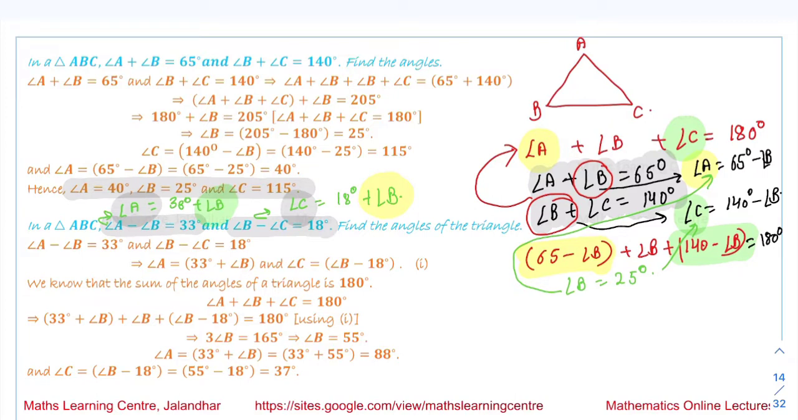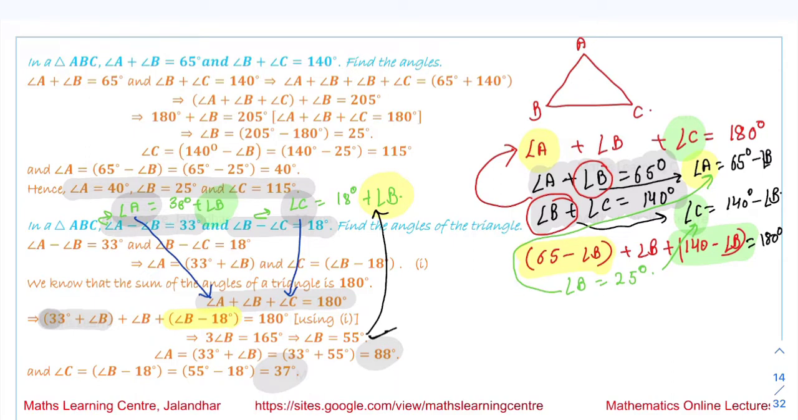The equation from the triangle we have is angle A plus angle B plus angle C is 180 degrees. We will substitute the value of angle A and angle C over here. So the final value we will get is angle B is equal to 55 degrees. And when you substitute the value of angle B in these two equations, you will get the value of angle A as 88 degrees and angle C as 37 degrees.